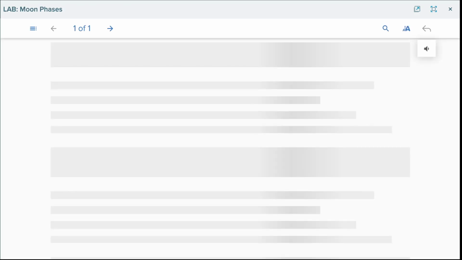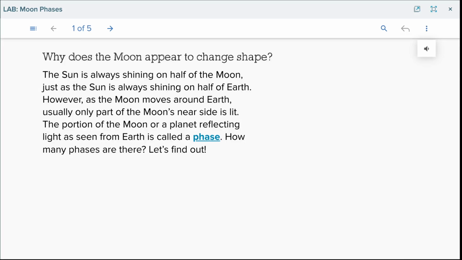So we're going to look at some moon phases. What are the phases of the moon? So the sun is always shining on half of the moon, just like the sun is always shining on half of the earth. However, as the moon moves around the earth, usually only one portion of the moon's near side is lit. The portion of the moon or planet reflecting light as seen from earth is called a phase. How many phases are there? Let's find out.